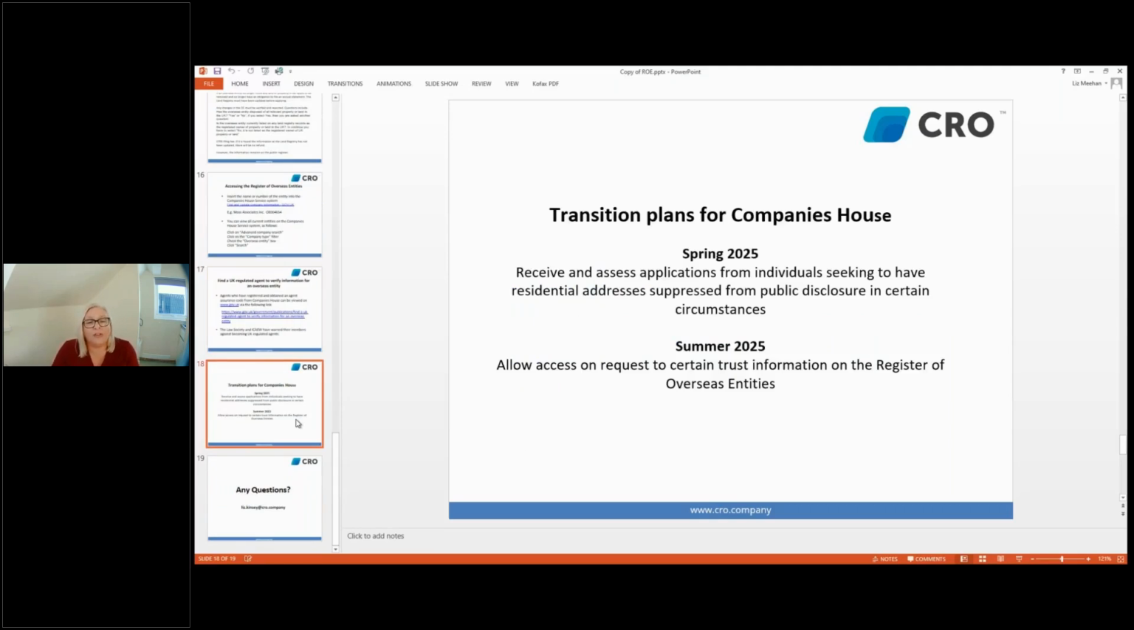So just finally, just some transition plans from Companies House. I talked at the beginning about how there are going to be changes next year. For overseas entities in spring next year, individuals will be able to apply to have their residential addresses suppressed. I know that has been an issue with the Register of Overseas Entities. So in certain circumstances, they'll be able to apply to suppress that information.